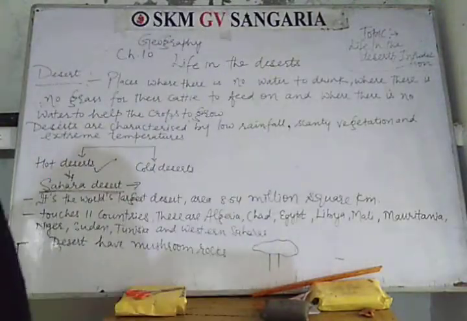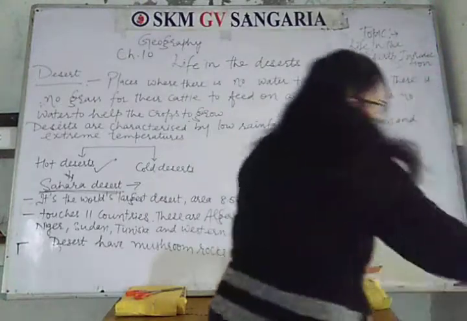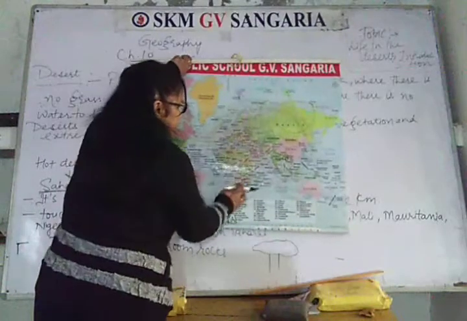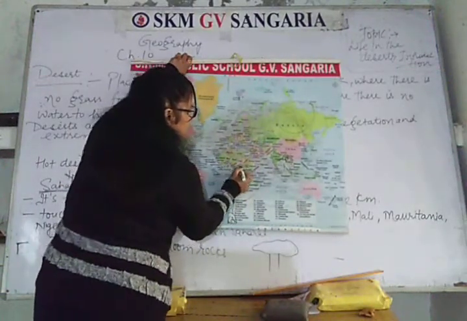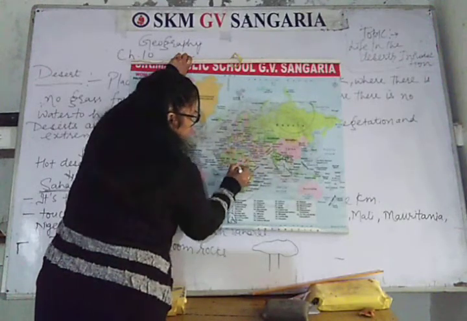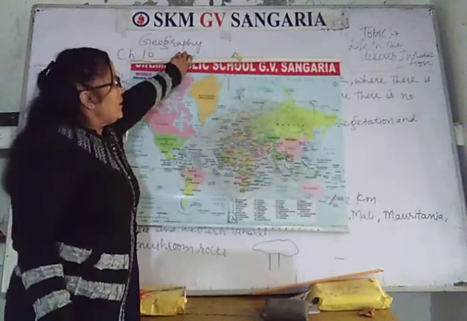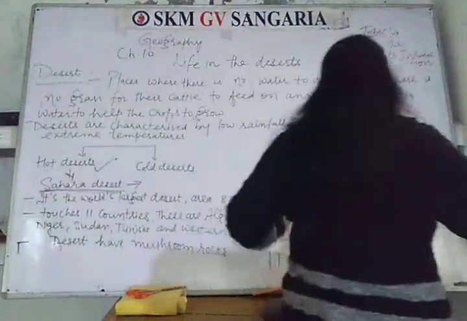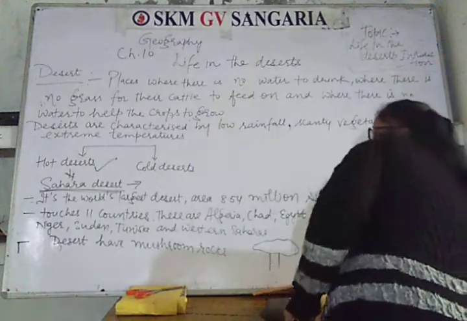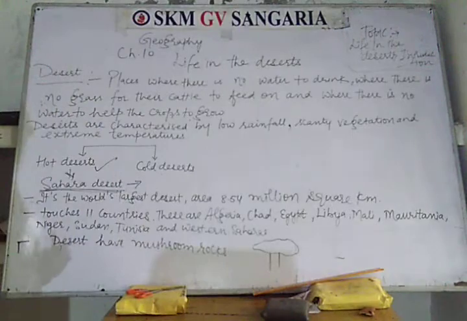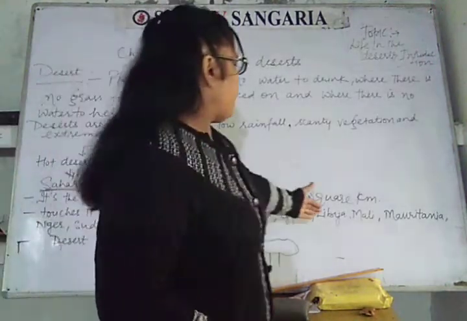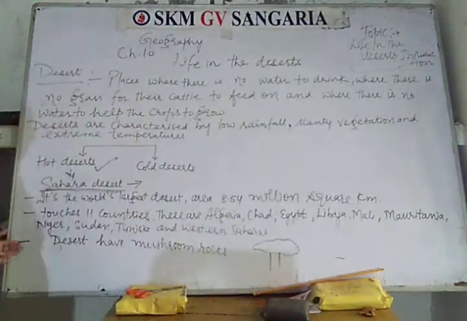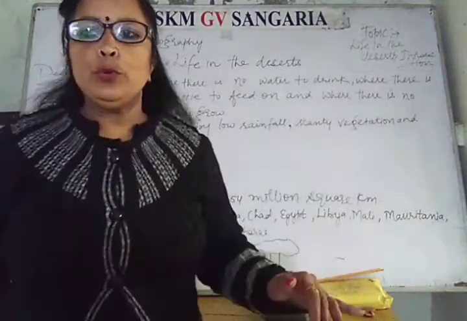And in the world map also, I have taught you with the help of this world map. Here, this is Africa, and this part is what? Sahara Desert. Its area is 8.54 million square kilometers, and 11 countries are touched by it. These are Algeria, Chad, Egypt, Libya, Mali, Mauritania, Niger, Sudan, Tunisia, and Western Sahara. And these types of deserts have mushroom rocks.